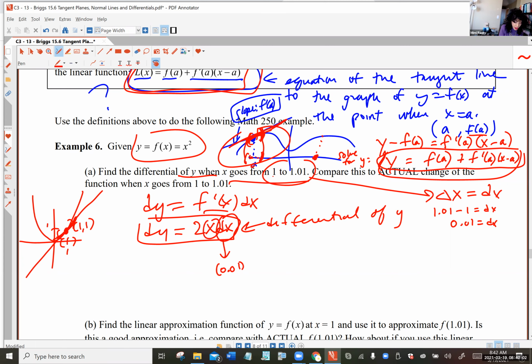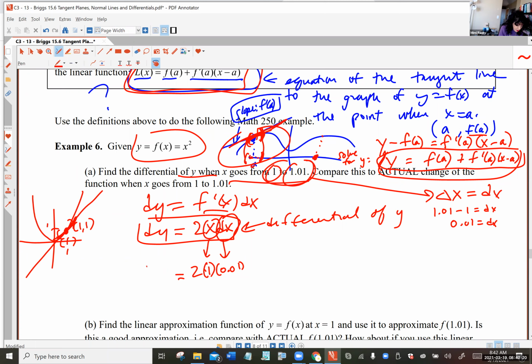And then x, which x should we use? The starting point 1 or the 1.01? What do you guys think? Do you remember this from Calc 1 at all? The starting point. Yes, the starting point. So x gets substituted with a 1.